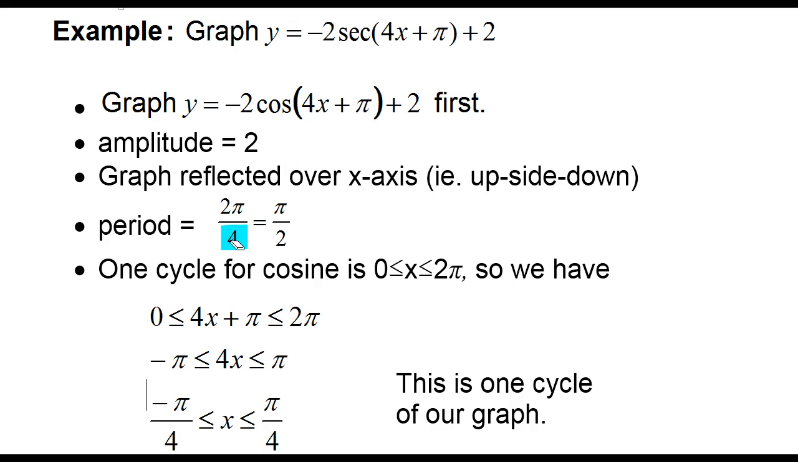So the easiest way to do that is to set your 4x plus pi, that's my argument, to sandwich it between the ends of the period for the normal cosine function, which is 0 to 2 pi. If I solve for x in the middle, that will tell me where my cycle starts and stops. So I'm going to subtract pi, then I'm going to divide by 4, and my graph should be going from negative pi over 4 to pi over 4. So let's graph that first.